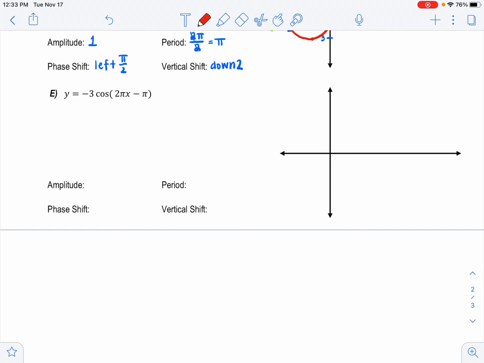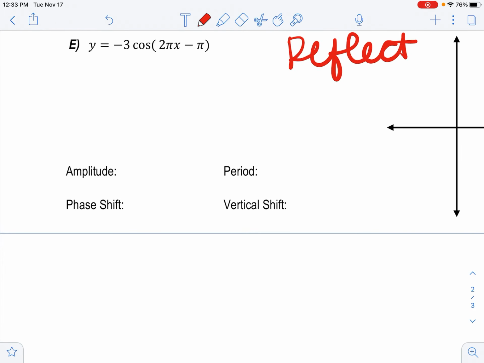All right, one last one here. This is a cosine function. It's also reflected, so I can write reflect over here really big just to remember. But I'm going to forget that it's cosine, so then I'll look back and see that it's reflected. That's what happens to me every time.